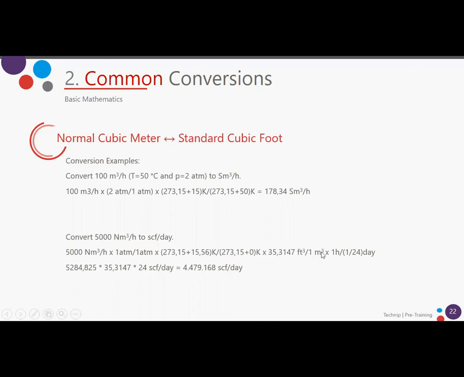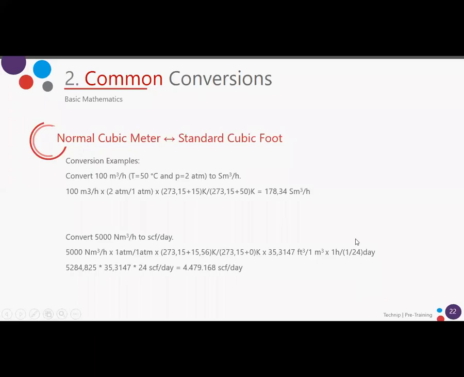So 1 cubic meter is actually 35.3147 cubic foot. Okay. Then I express 1 hour in a day. So 1 hour is 1 divided by 24, because 1 day has 24 hours.